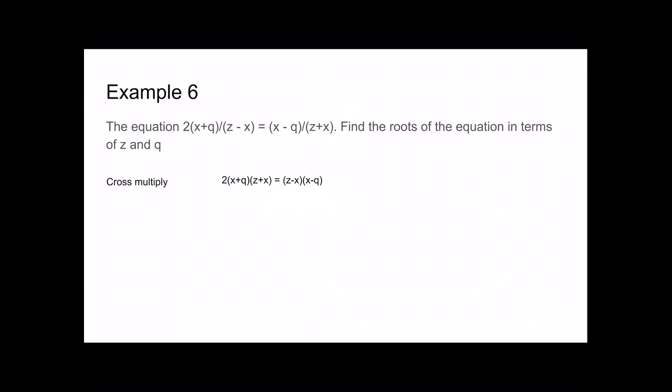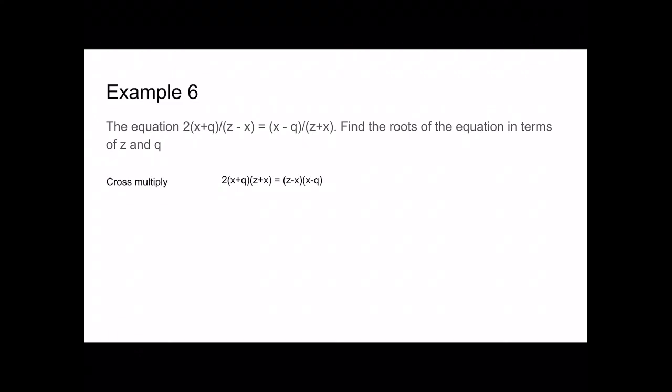So the numerator of the first fraction would be 2 times x plus q. That's the numerator. And this numerator is going to be multiplied by the denominator of the second fraction, which is z plus x. And that is equal to the denominator of the first fraction, which is z minus x, multiplied by the numerator of the second fraction, which is x minus q. And they're both equal to each other.